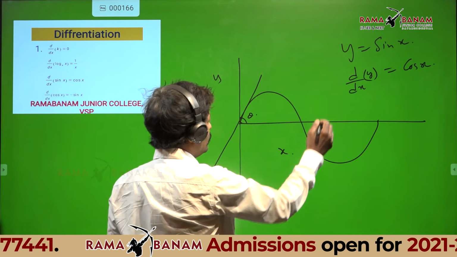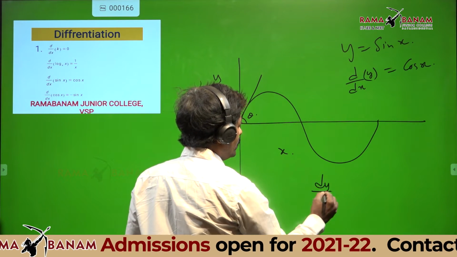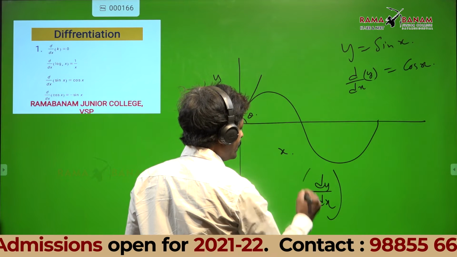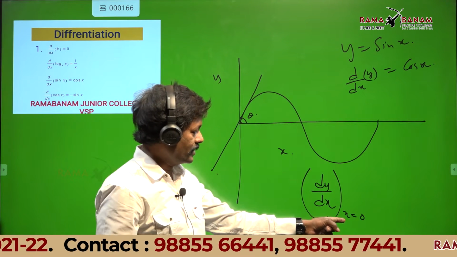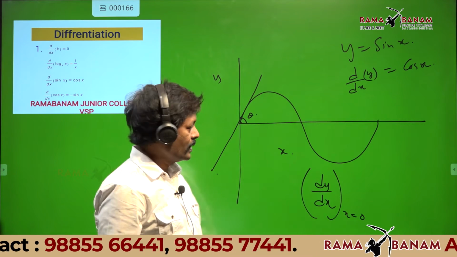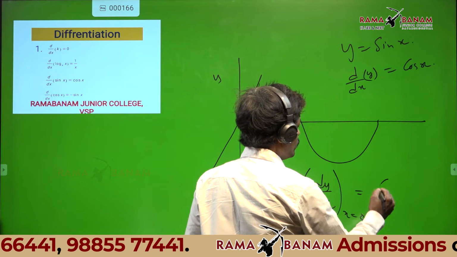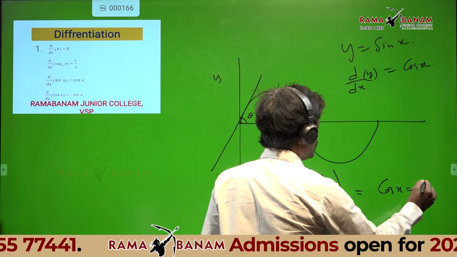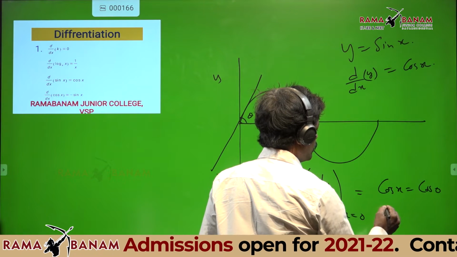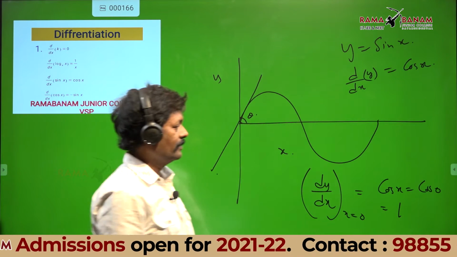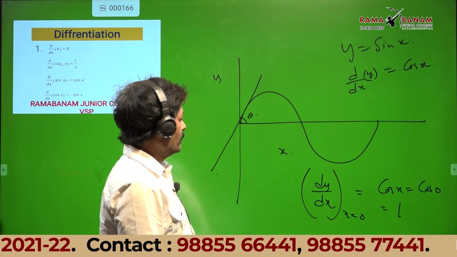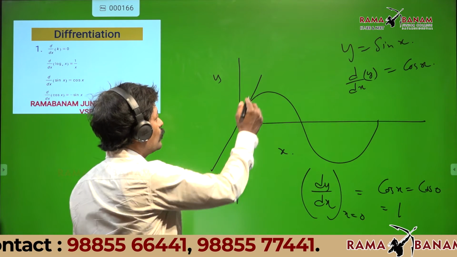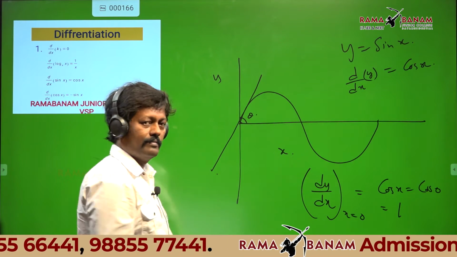So, let me find out dy by dx at x equal to 0. At x equal to 0, I have written here the suffix x equal to 0. So, this gives you cos x, that is cos 0. Cos 0 is how much? Cos 0 is 1. That means the slope of this tangent is 1.